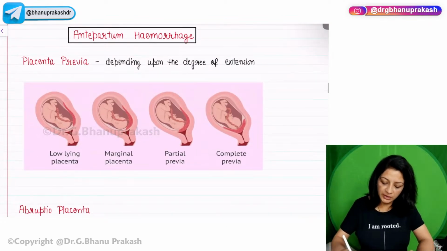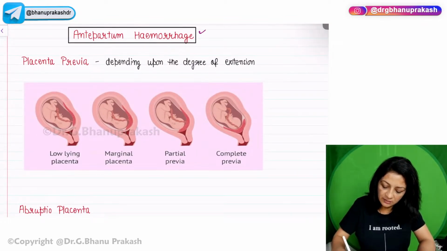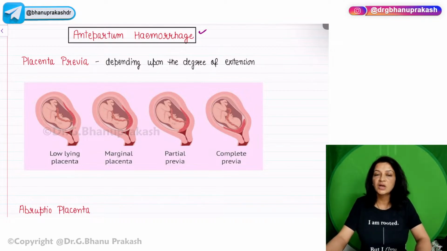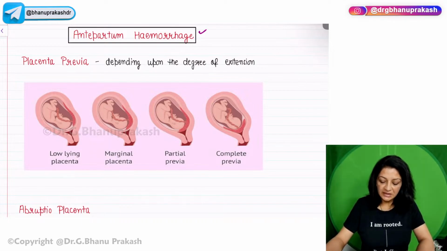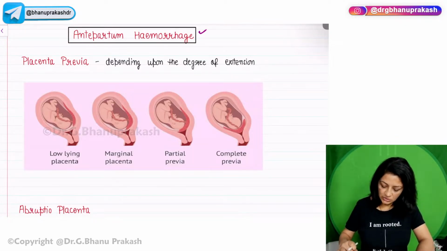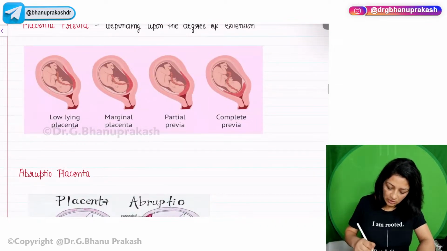So next important topic, that is antepartum hemorrhage. In case of antepartum hemorrhage, we will discuss placenta previa and abruptio placenta. So placenta previa means the placenta is implanted over the lower segment of the uterus, completely or partially. Depending upon the degree of extension, there are 4 types of placenta previa. So first one, type 1 is low lying placenta.